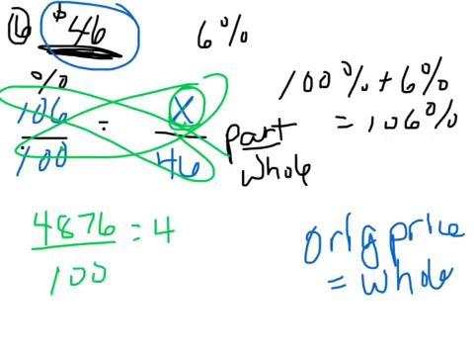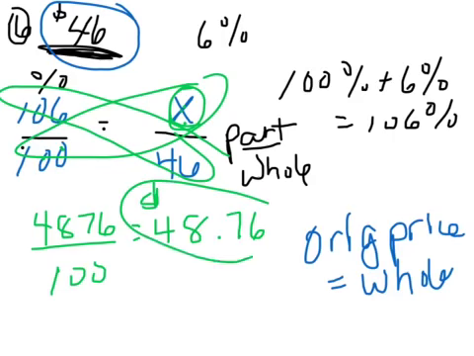And if I were to divide 4876 by 100, remember I could do that really quickly just by moving my decimal place to the left 2. That's what dividing by 100 does. So that would be 48.76. That's how much she paid for the dress.